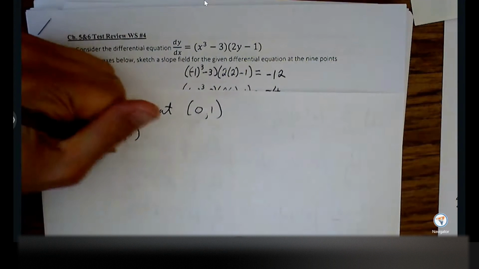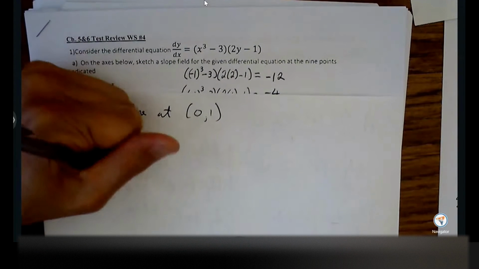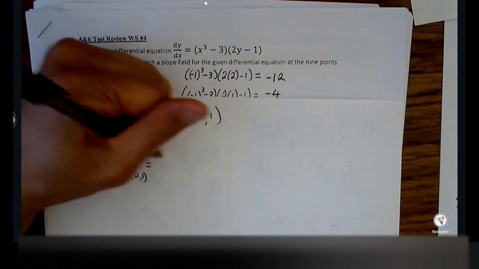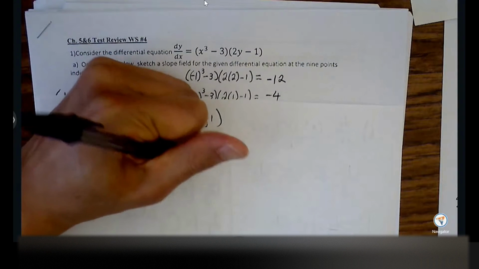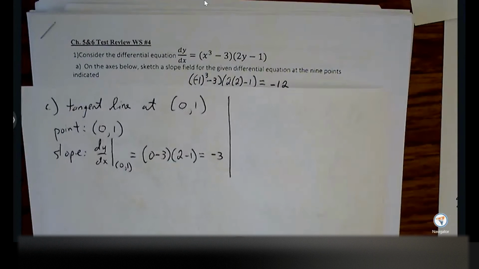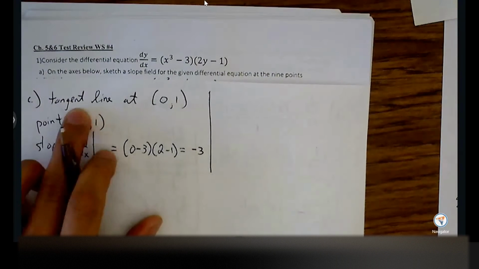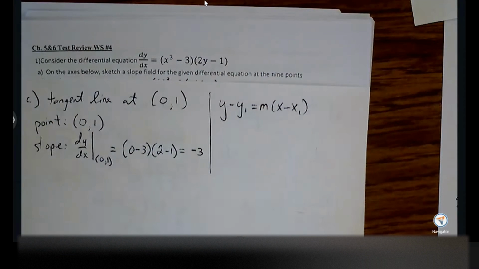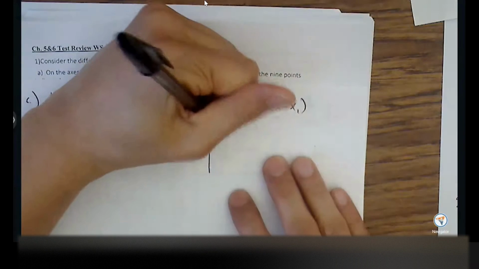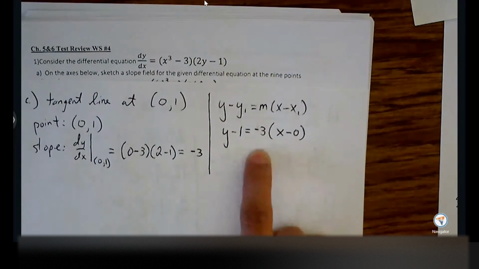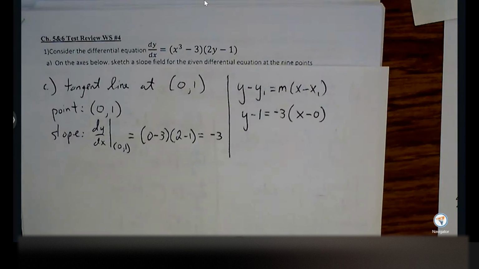Okay, so slope dy dx at 0, 1. Right, so 0 in for x, 1 in for y. Okay. -3 times 1 is -3. So we have our ordered pair, we have our slope, and now we can do our point slope form for our tangent line. All right. Good so far, Bailey. Good so far, Utsoff. Yes. Okay.